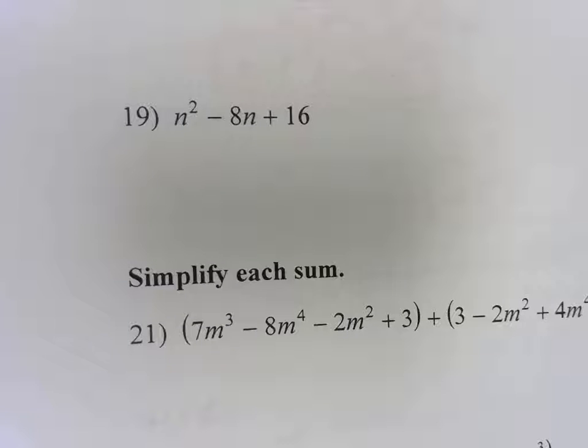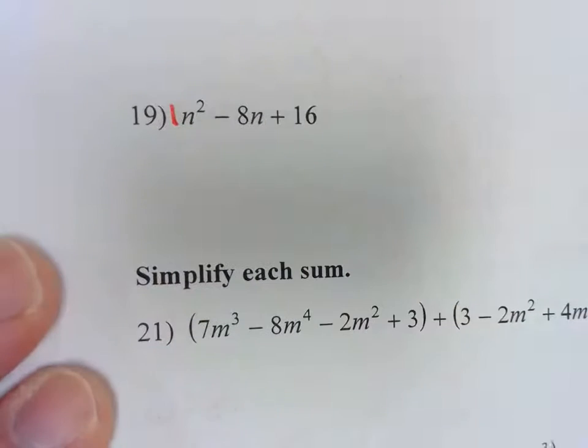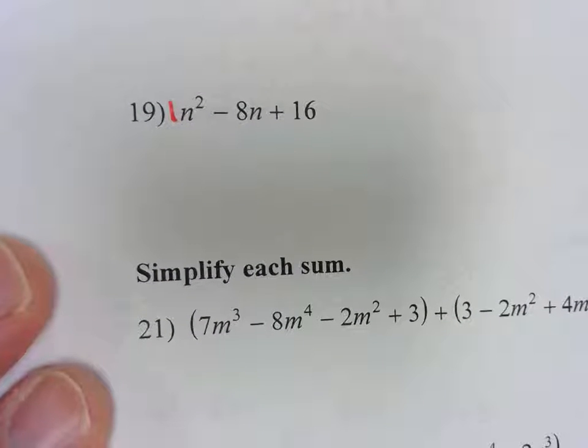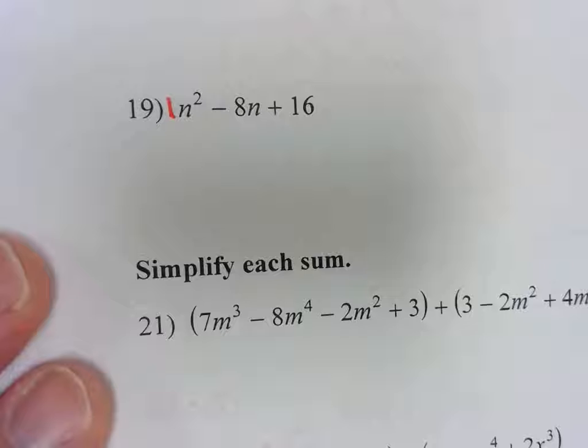Because the number in front of n squared is 1. Yep, the number in front of n squared is a positive 1, so I can do the shortcut way, bottom left. How do I get started on the shortcut way?